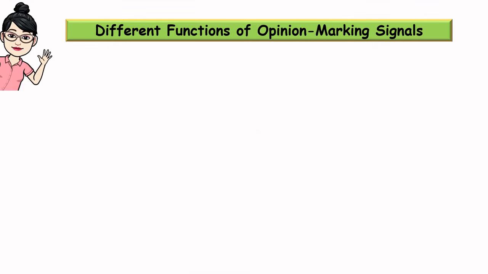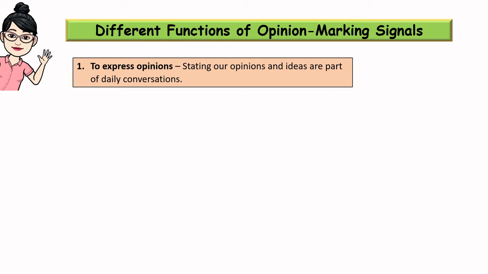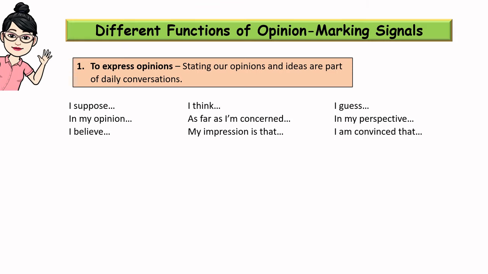Now, opinion marking signals do have different functions. Number 1. To express opinions. Stating our opinions and ideas are part of daily conversations. You can politely express your opinion using the following marking signals. I suppose, I think, I guess, in my opinion, as far as I'm concerned, in my perspective, I believe, my impression is that, I am convinced that.